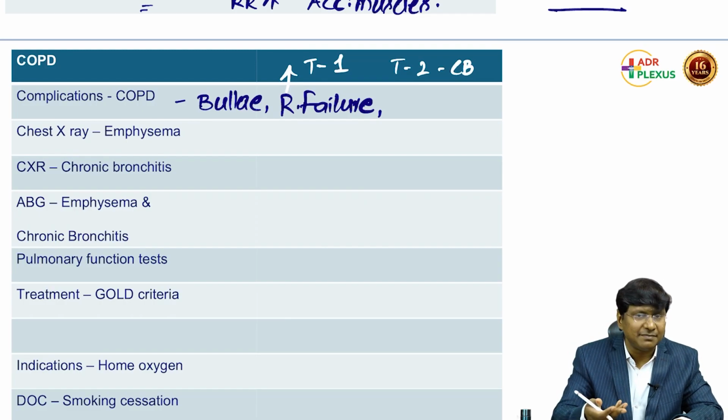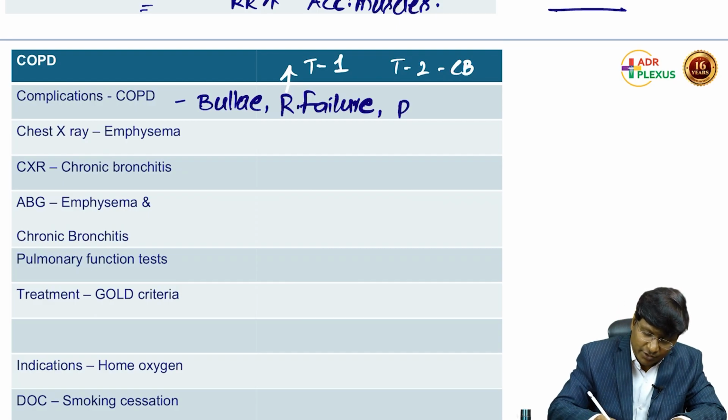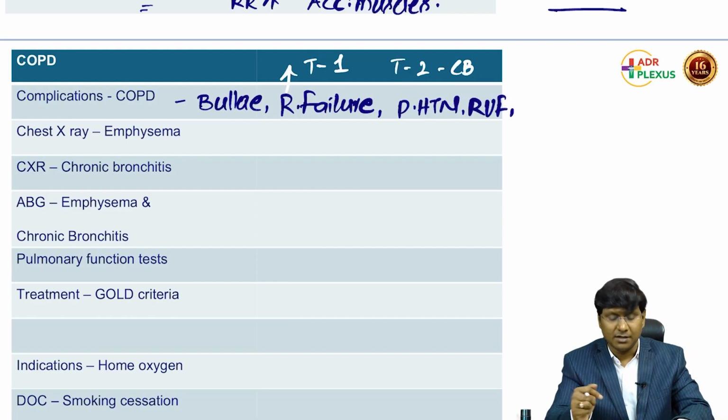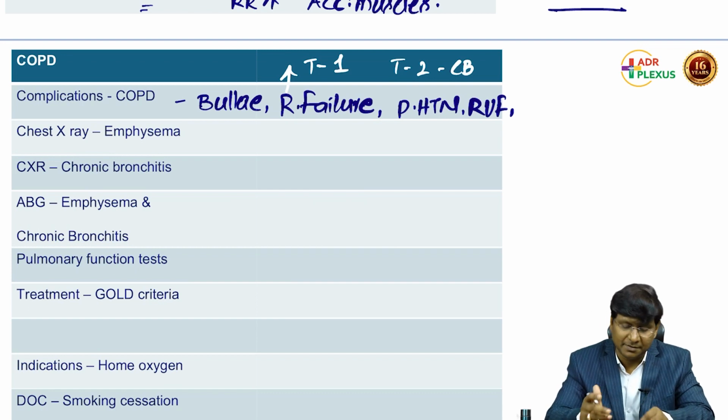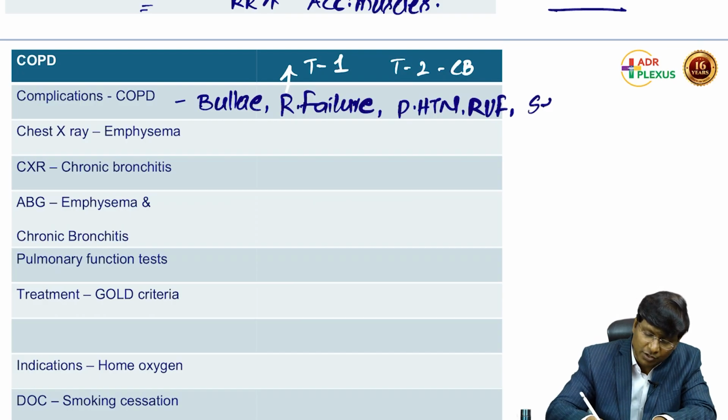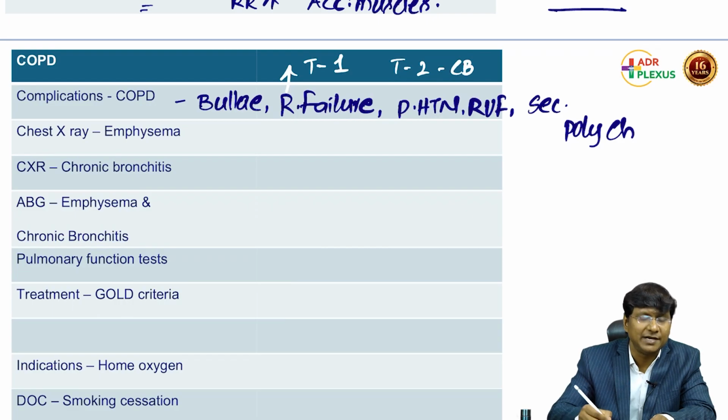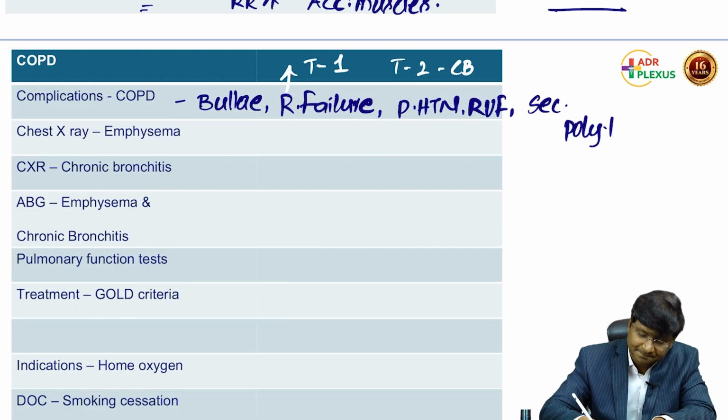Apart from that, the other important complications include the development of pulmonary hypertension as well as right ventricular failure, which is nothing but cor pulmonale. Why? Because there is hypoxia. Hypoxia causes pulmonary artery vasoconstriction, which results in pulmonary hypertension, which increases the afterload on the right ventricle, causing right ventricular failure, which is called cor pulmonale. And these patients will also have secondary polycythemia. Then why is this secondary polycythemia present?